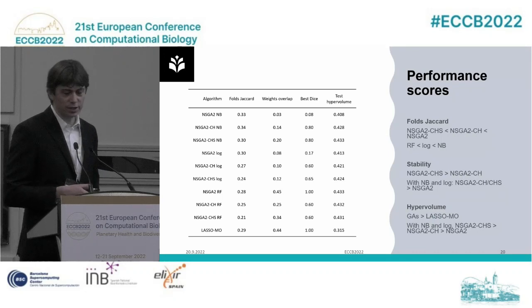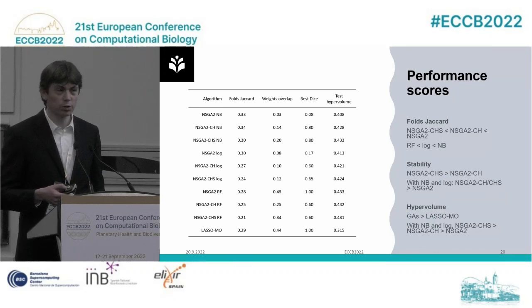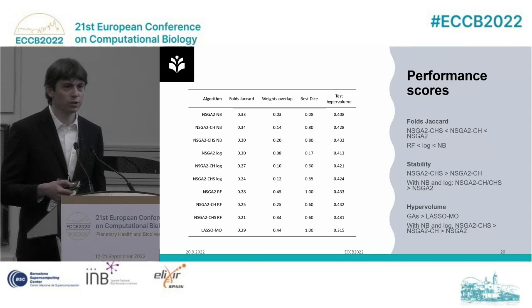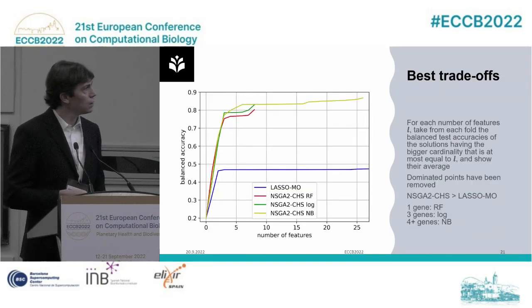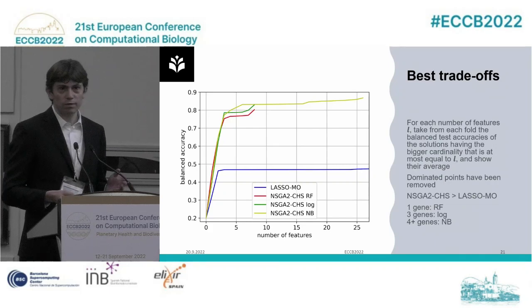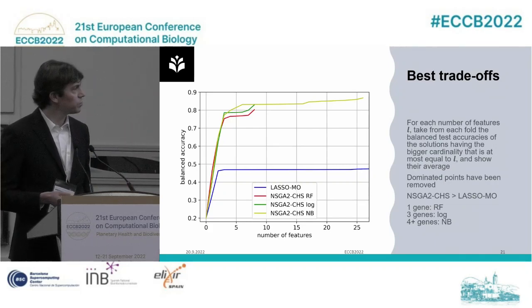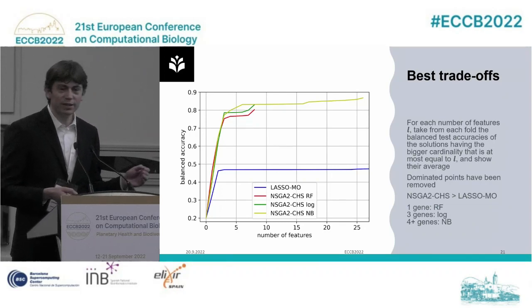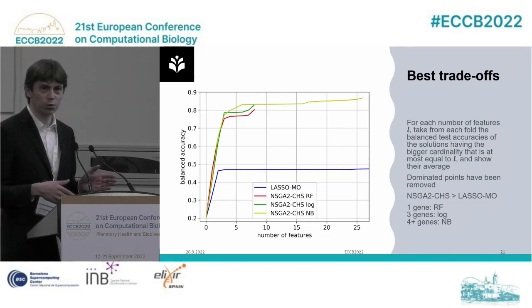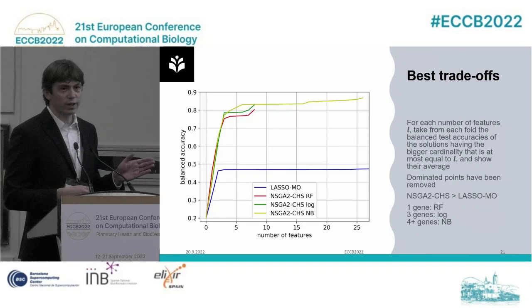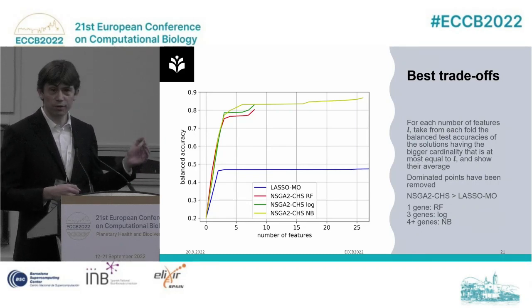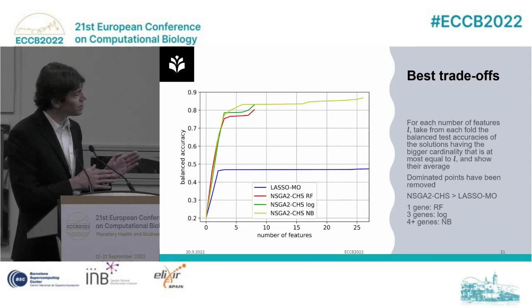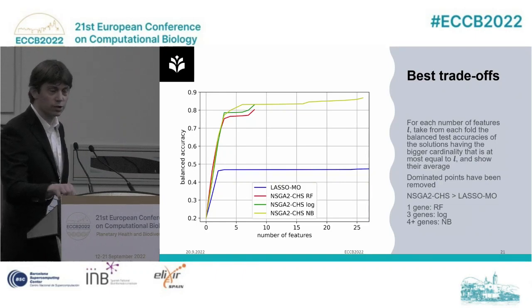And these are the results, and we can see that the genetic algorithms perform better than the Lasso multi-objective, and that in most of the tests, our novel algorithms perform better than the original NSGA2. This other plot is a summary plot for the cross-validation, and also in this case we can see that the genetic algorithms perform better than the Lasso multi-objective, and that depending on the size of the biomarkers that we consider, so on the number of features, we can have different inner models. We have tested the random forest, the logistic regression, and the naive Bayes. Different inner models are the best depending on the number of features that we want to use in our biomarker.